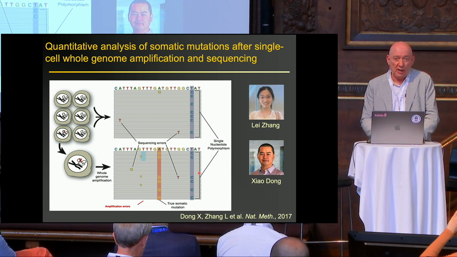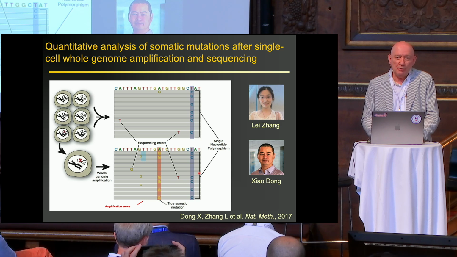And those methods were lacking until about 10 years ago. You would say, well, what's so difficult about it? You just take DNA from a liver or a brain and you sequence the hell out of it, and then you can find your mutations.